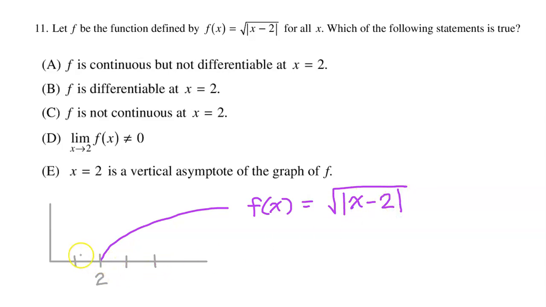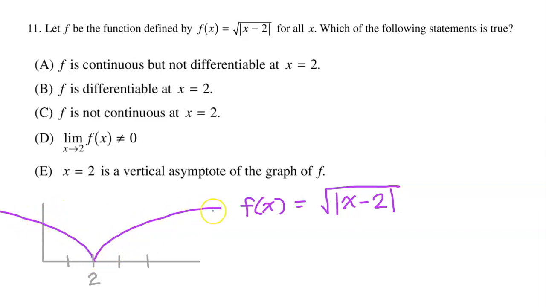Now, even if I use numbers going to the left, they will be positive values under the radical thanks to the absolute value. The end result is I will have the same type of picture that you see on the right mirrored on the left. So the graph looks something like this. We can use this graph to help us answer the question. We need to know which one of these statements is true. Let's start with statement A.